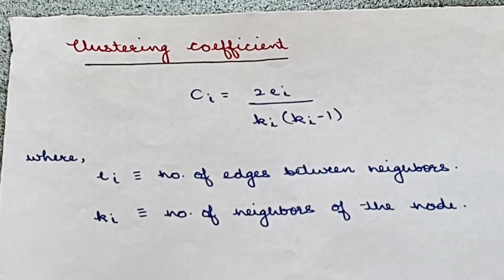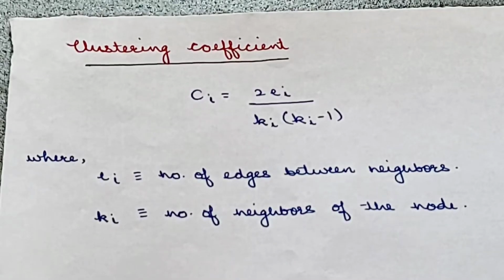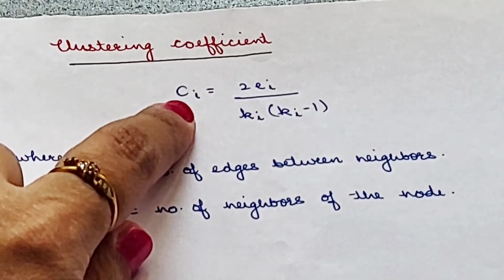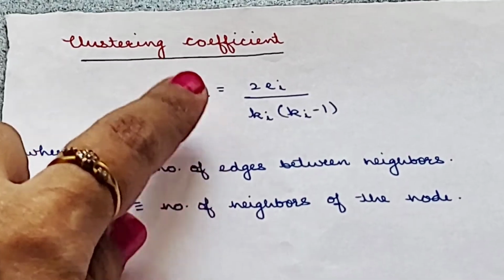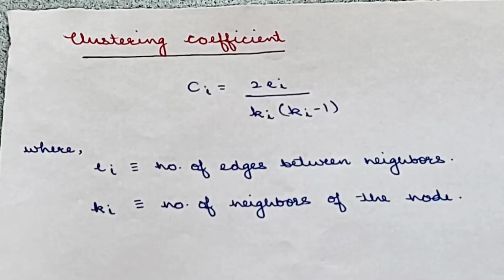Clustering coefficient. The clustering coefficient measures how well a node's neighbors are connected to each other in a network. It quantifies the tendency of nodes to form tightly knit groups or clusters. So here is the formula for clustering coefficient: Ci is equal to 2ei upon ki into ki minus 1, where ei represents the number of edges between the neighbors and ki represents the number of neighbors of a node.